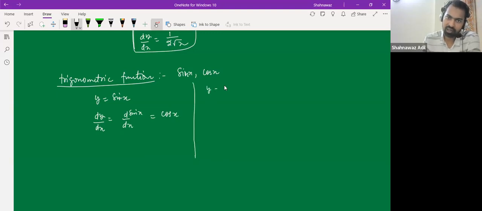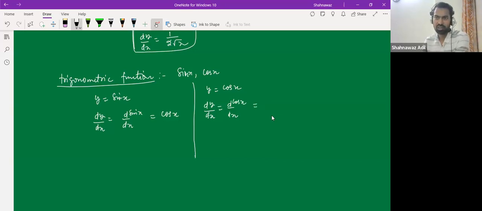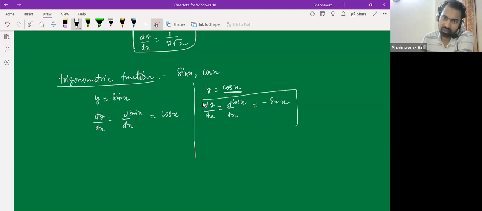And if y is cos x, so differentiation of y with respect to x, which is d by dx of cos x, how much is this? Rishita, this is sin x. What is the differentiation of cos x, guys? Do you remember, or have you forgotten? Negative sin x, yes. So negative sin x is the differentiation of cos x.